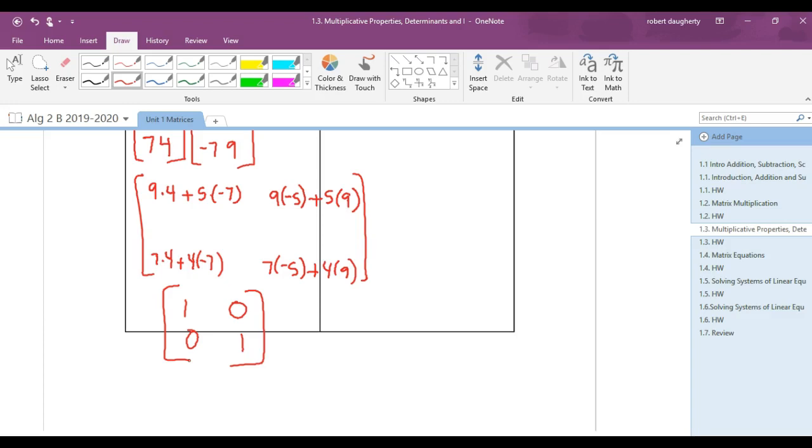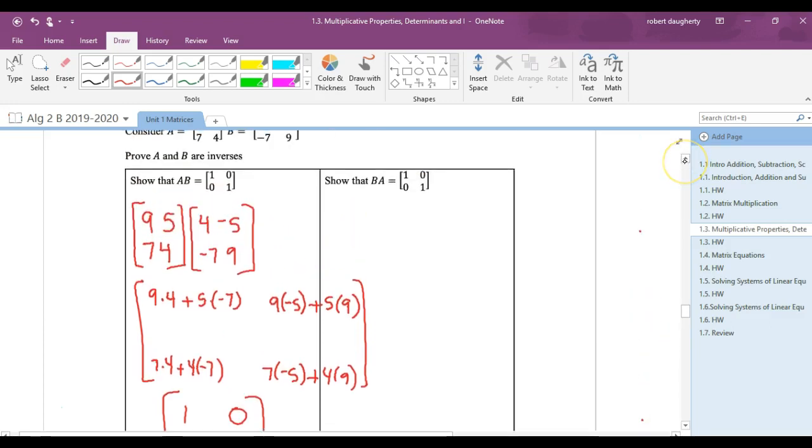This is similar to when you have 2, what do you have to multiply 2 by to get a 1? 1/2. So in real numbers, 2 and 1/2 are multiplicative inverses of each other. You multiply 2 by 1/2 and you get 1. But with matrices, these two matrices are inverses. Now to prove it fully, I have to prove it both ways. I have to show that BA, so that's 4, negative 5, negative 7, 9 times 9, 5, 7, 4.